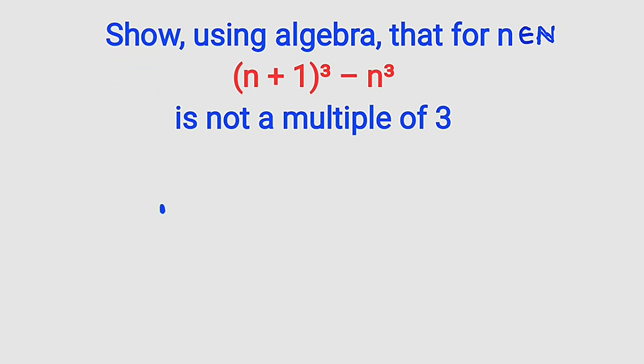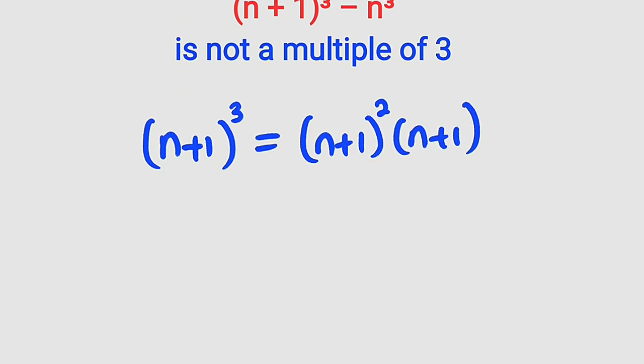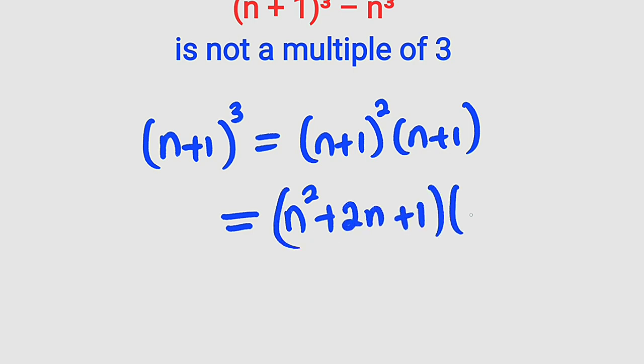Let me start by expanding (n+1)^3, which is the same thing as (n+1)^2 multiplied by (n+1). If you expand (n+1)^2, it will be n squared plus 2n plus 1. Then we're going to multiply it by n+1.